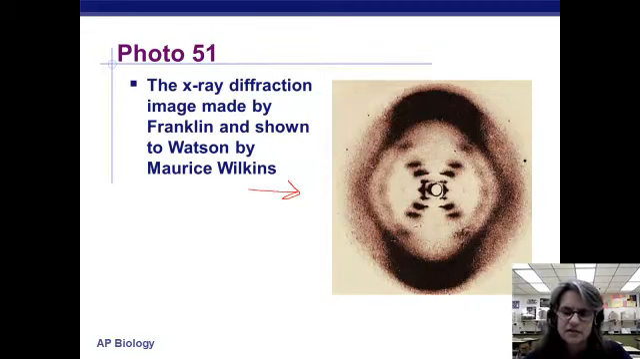Now, to us, this looks like nothing like a DNA molecule, but if you were a scientist that worked with the stuff, you would understand that this image is telling you a whole lot of information about the molecule. And this she numbered photo 51. She had many, many series of photo images, and this was one of the best ones.